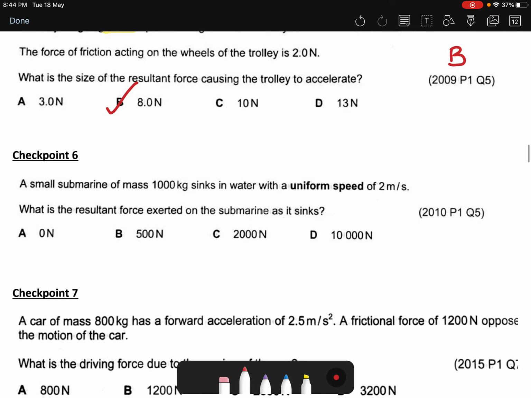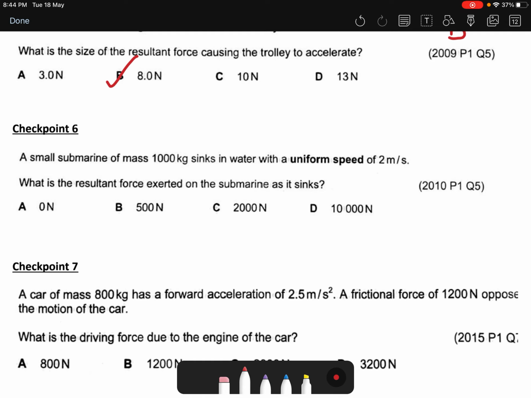Okay, checkpoint 6, also a very interesting question. So, a small submarine of mass 1000 kg sinks in water with a uniform speed of 2 meters per second. So, what do I mean by uniform speed? Uniform speed means that acceleration is equal to 0. What is the resultant force exerted on the submarine as it sinks? So, resultant force is your F, right? Since your F is equal to ma, your a is 0 already. Do you have any resultant force? Definitely no. So answer is A.